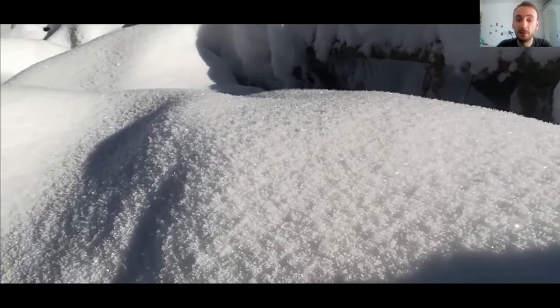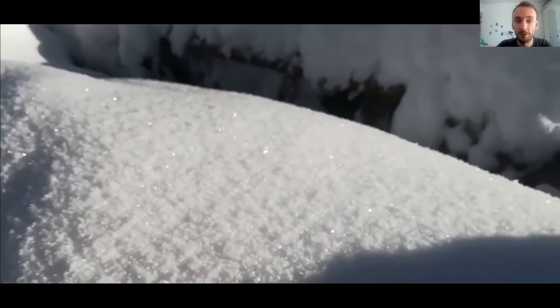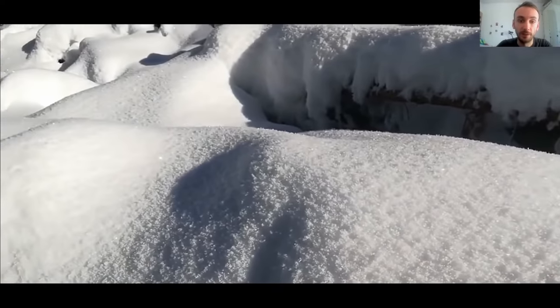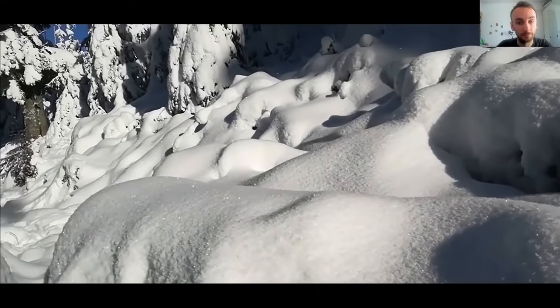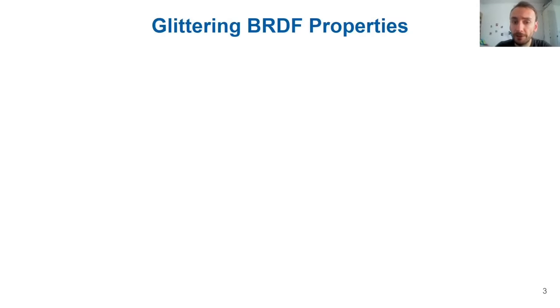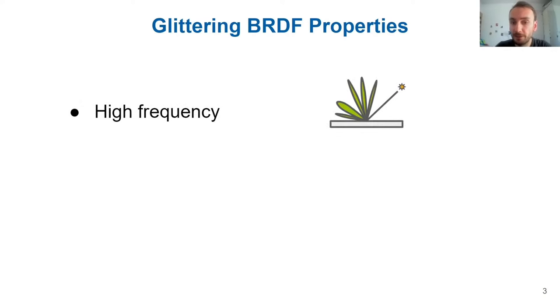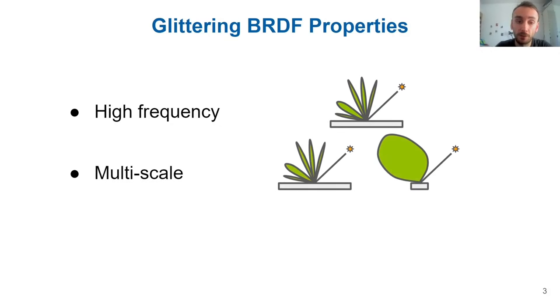Many surfaces in the real world are glittering, like snow here. Sand, some stones, and some coatings are also glittering. Glittering surfaces have BRDFs with specific properties. The BRDF of a glittering surface is high frequency. It has several lobes. These glittering BRDFs are also scale dependent. The shape of the BRDF changes according to the area of the surface considered. When we zoom out, the lobes are averaged to form a single large specular lobe.